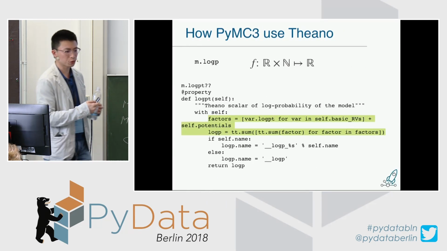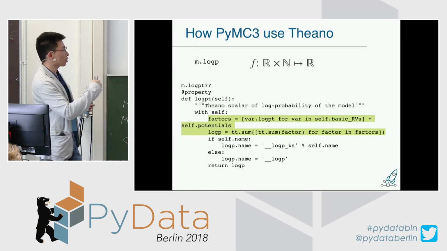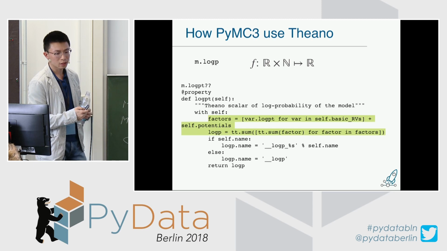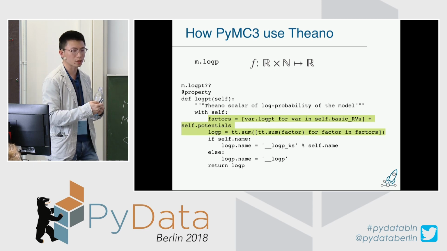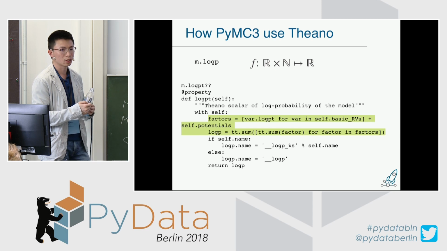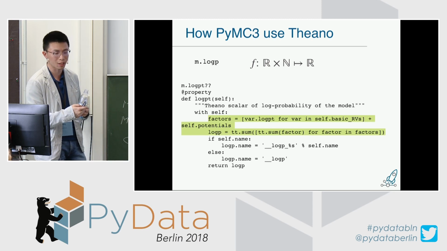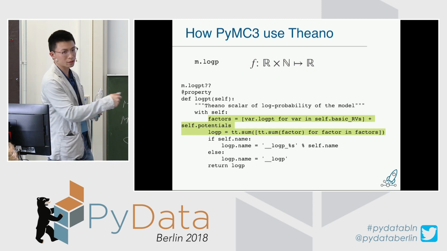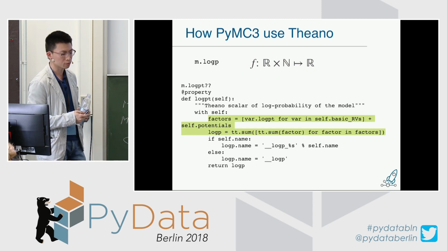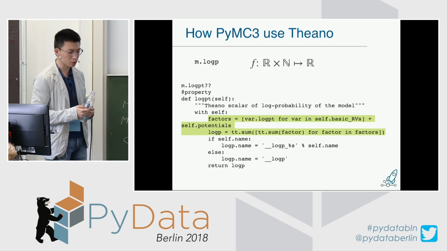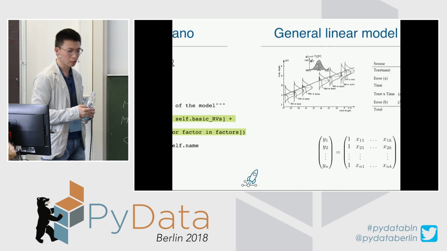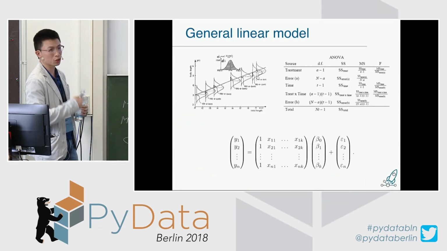And then in PyMC3, we collect all the component likelihoods, and then we sum them to get the model likelihood. So when you have constraints or information from the prior, here is where it kicks into the model likelihood. So let's just quickly go through two examples. The first one being general linear models.